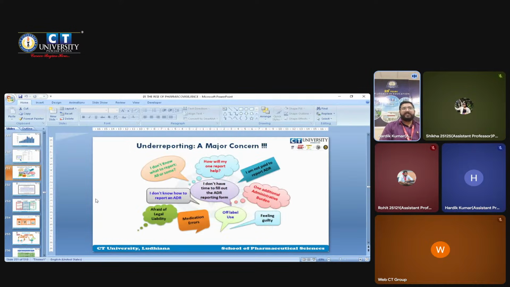Under-reporting is a major concern. I don't know what to report, all or some. How will my one report help? I am not paid to report ADRs. I don't have time to fill out the ADR reporting form. I don't know how to report an ADR. Afraid of legal liability, medication errors, off-label use, feeling guilty.